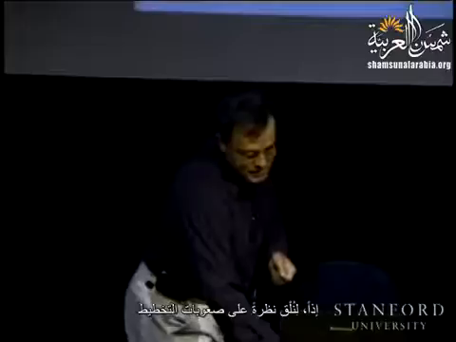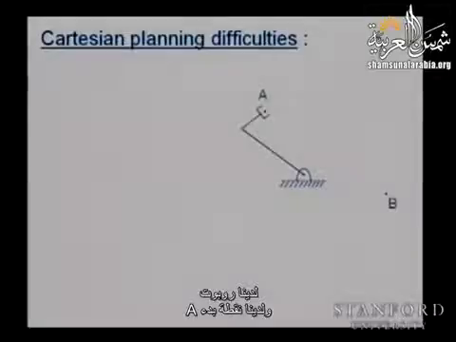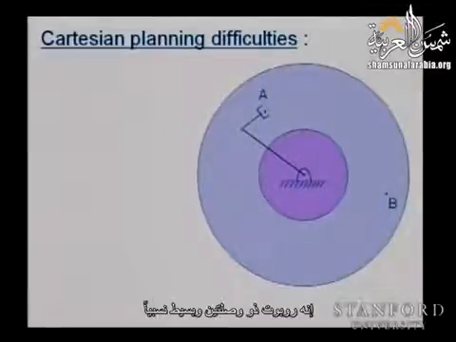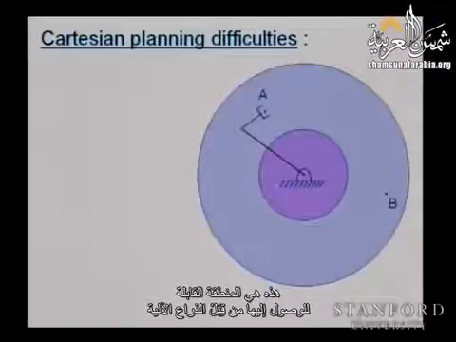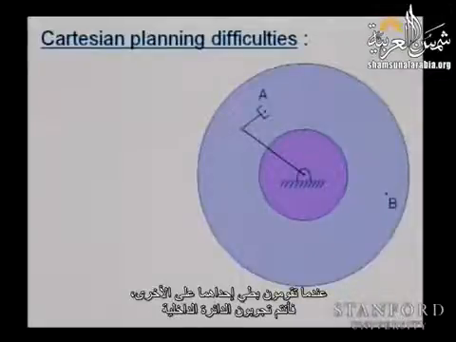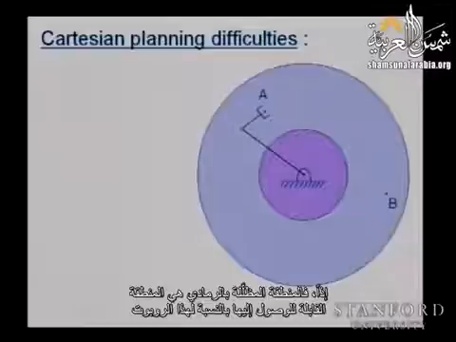So let's look at the planning difficulties. We have a robot. We have a starting point A. We have a target point B. It's a relatively simple two-link robot. This is the reachable space of the manipulator. When you stretch both links, you're traversing the outside circle. When you collapse one into the other, you're traversing the inside. So the gray shaded area is the reachable space for this robot.